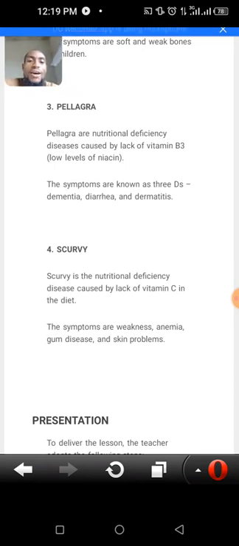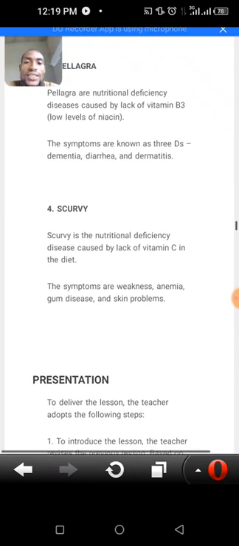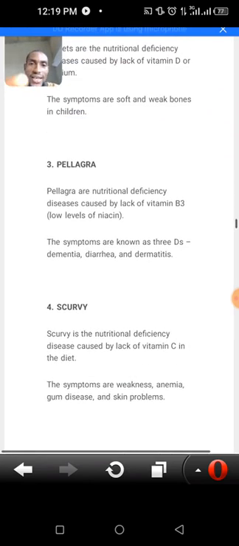Then also we have what? Gum disease. We also have gum disease, where the tooth will have problems. The tooth can have some holes in the what? In the tooth. Do you get it now? So that is what we call gum disease. And it can also lead to skin problems. You start having some skin problems, rashes, different kinds of skin problems as a result of lack of what? Vitamin C in the diet.